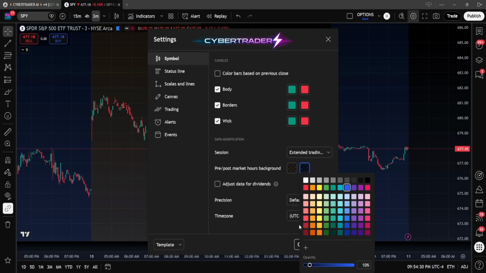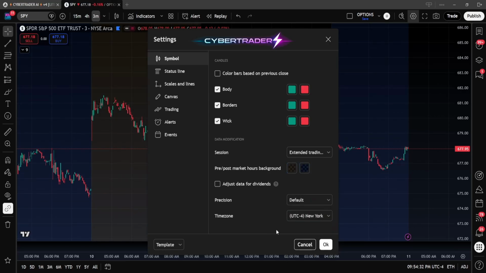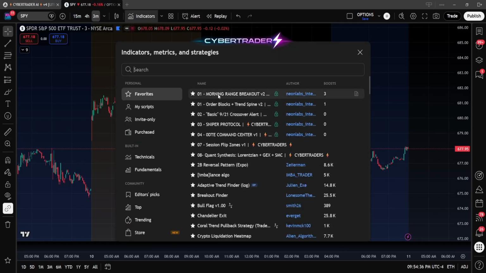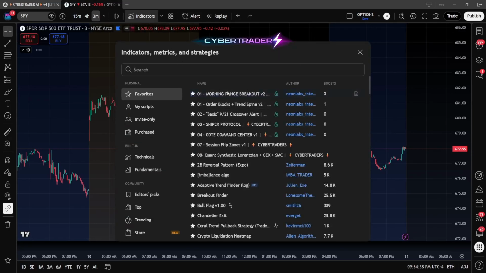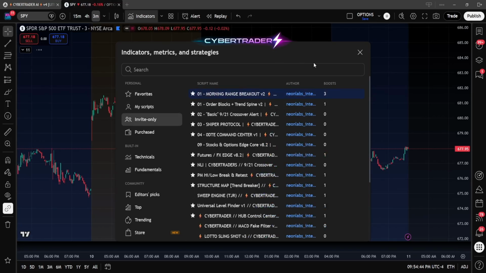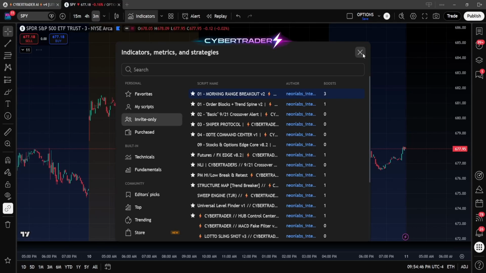Instead of manually drawing levels and trying to interpret every move in real time, this indicator maps the key price zones automatically and helps you focus on how price reacts once real volume comes in. And that's the key idea here. This framework gives you structure first, then signals second.